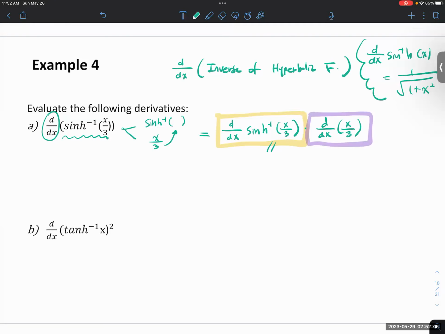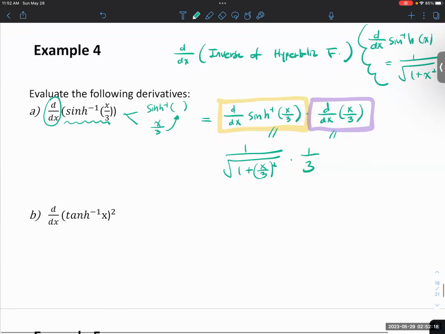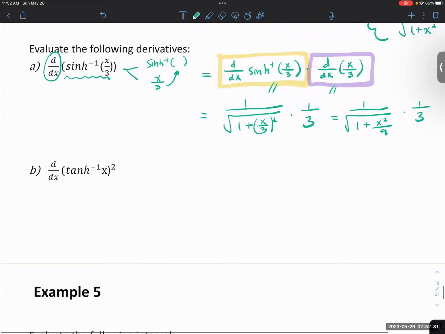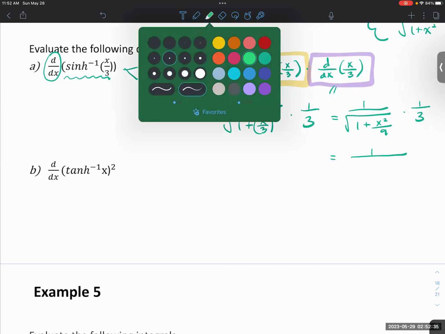So therefore this one, 1 over radical 1 plus x over 3 squared. And then this is going to be just a 1 over 3. And then we can simplify as much as we can. So this is going to be 1 over radical 1 plus x squared over 9, and then we have a 1 over 3. I can find the common factor inside here.